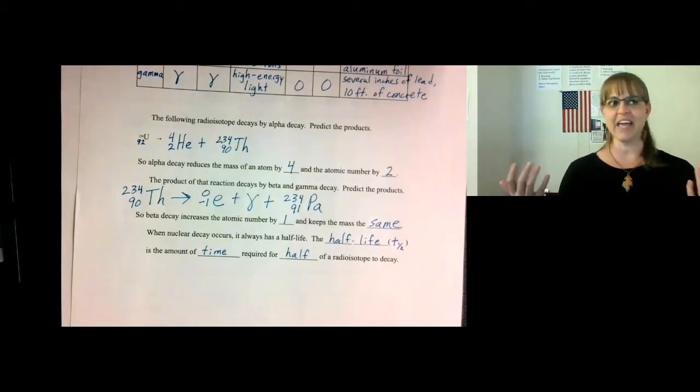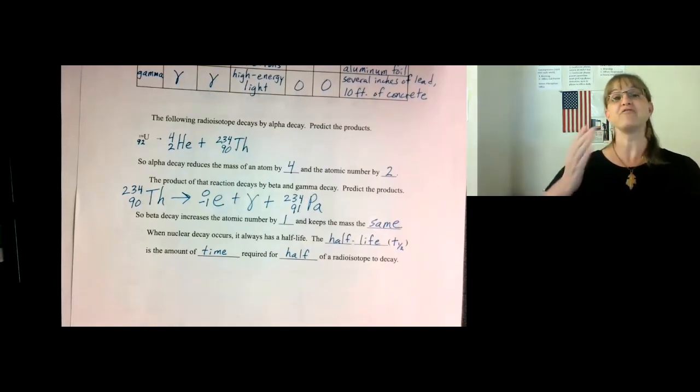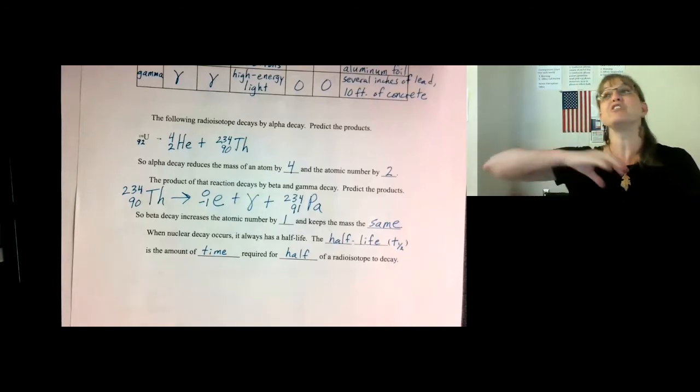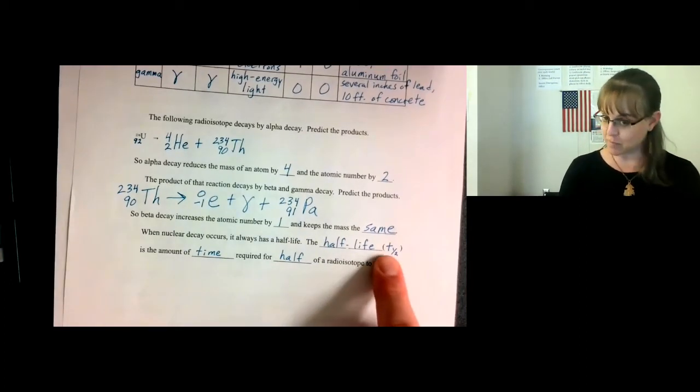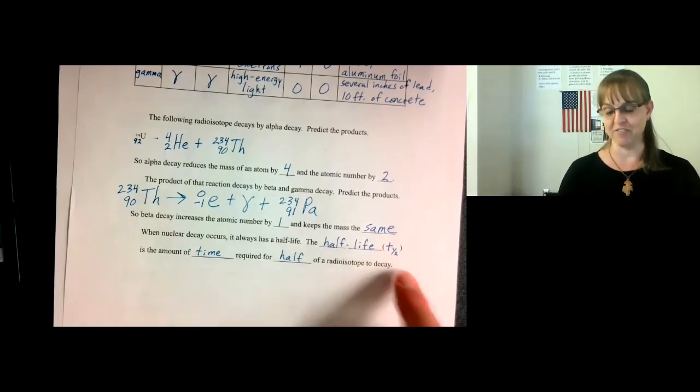All right, let's say you've got another chemical. This one has a half-life of 1 billion years. Okay, so after 1 billion years, your 100 grams has gone down to 50. After another 1 billion years, your 50 has gone to 25. You get the idea. So that's what half-life means. It's the time required for half of your sample to be left.